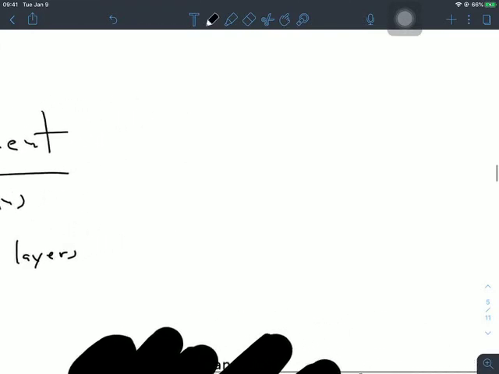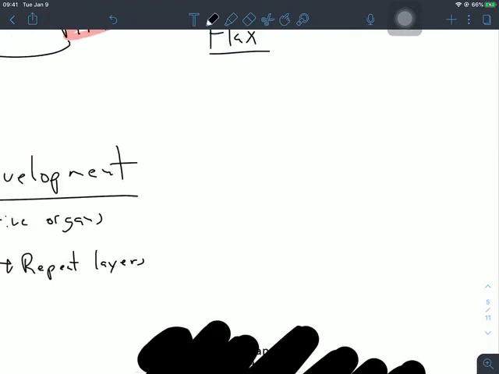Those layers from outside in are sepals, then petals, then stamen, then carpels.